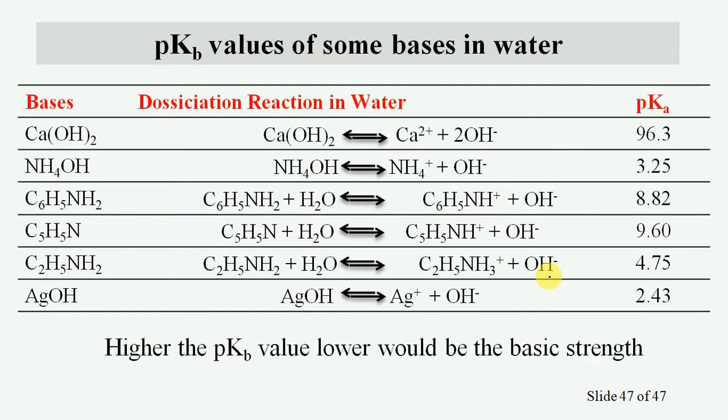So let us compare the pKb value for some bases in water. The first one, calcium hydroxide, will undergo dissociation to give calcium 2 plus ion and 2 moles of OH minus ion. The pK value is 96.3. Similarly, ammonium hydroxide will dissociate to give ammonium ion and OH minus ion. The pK value is 3.25. And for the respective bases dissociation, these are the values. Here we have to remember that the higher the pKb value, the lower will be the basic strength.